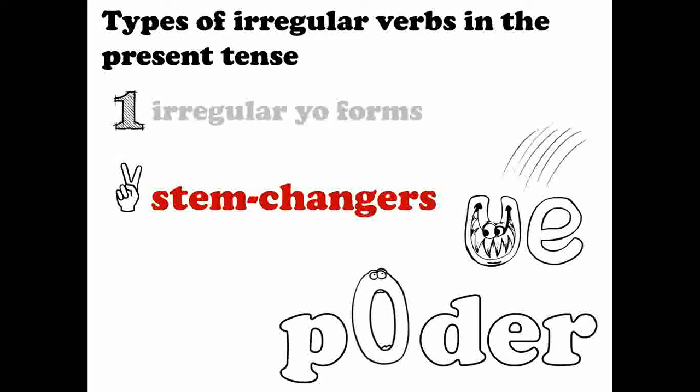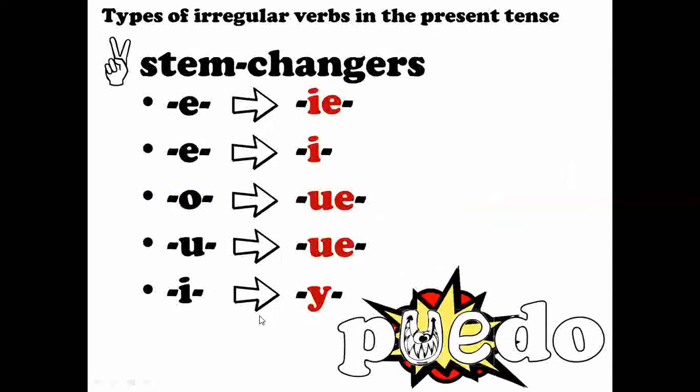So moving on to number 2, the stem changers. All of these are, to a certain extent, stem changers. But when we say stem changers, and we're talking about irregular verbs in the present tense, it's a label for a certain pattern of stem changing. So you have a certain letter being replaced with a certain other letter or group of letters.